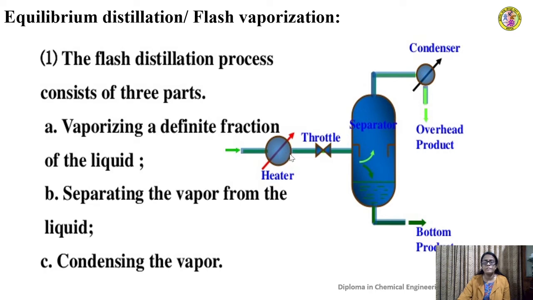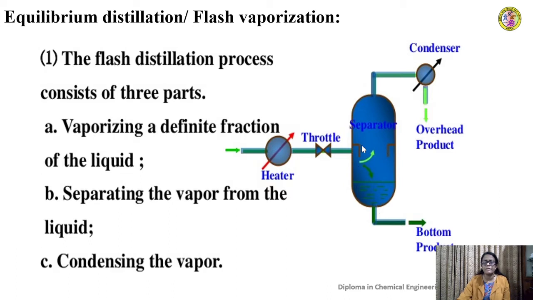So after heating the mixture, it is passed through a valve where its pressure is reduced so that it flashes into vapor partially. That is, adiabatic evaporation takes place where a portion of liquid gets vaporized. Now, after passing through this throttling valve, it is a mixture of vapor and liquid that will be fed to a separator which is of cyclone type.